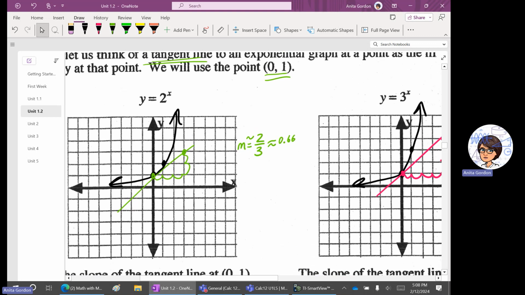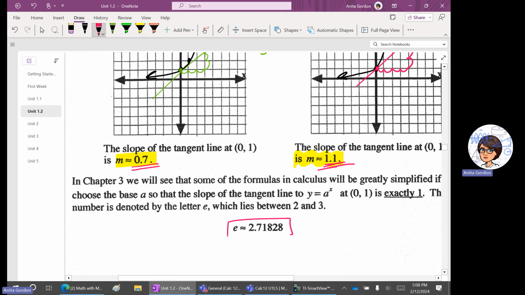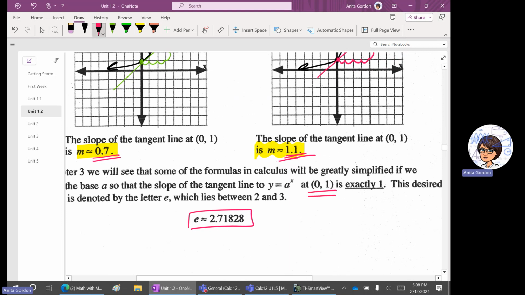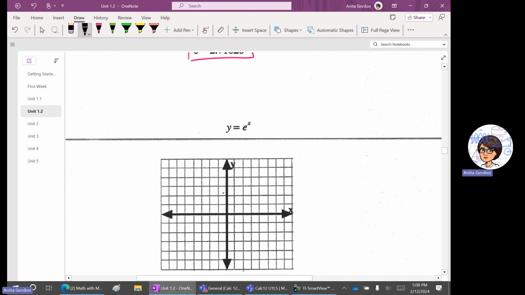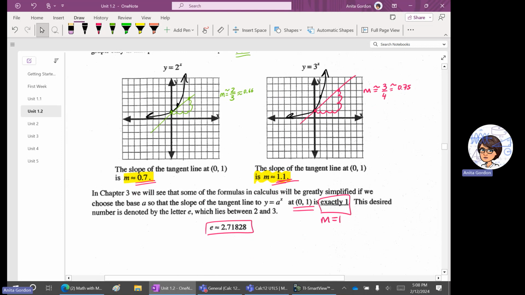So e kind of came about when they discovered that if you put this as the base of the exponential function, then at our key point (0, 1), the slope is exactly equal to 1. So our exponential graph here has a key point (0, 1). The slope at that point is exactly 1, so 1 up, 1 over. And it looks like a growth. So it's kind of halfway between 2 and 3 as the base.